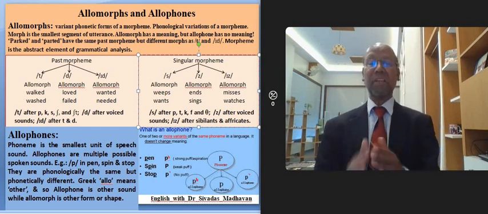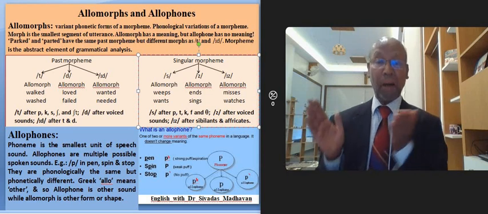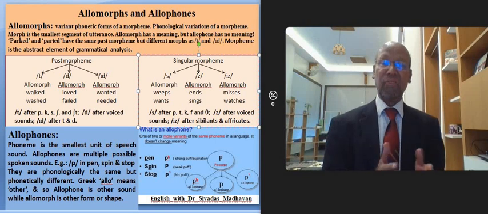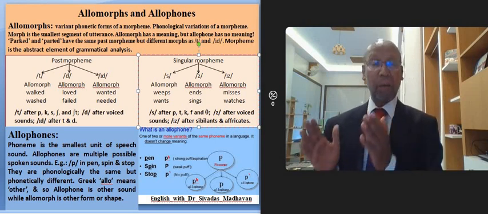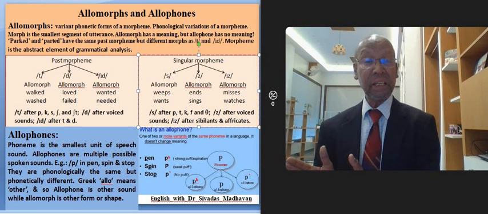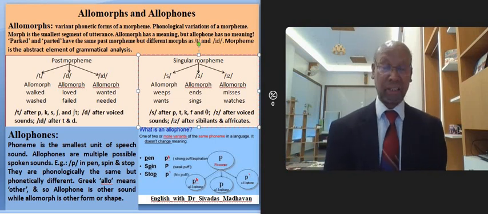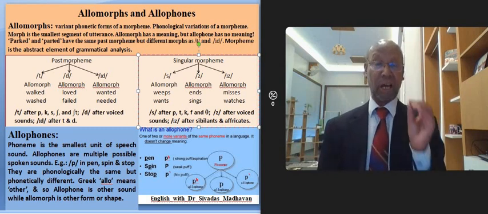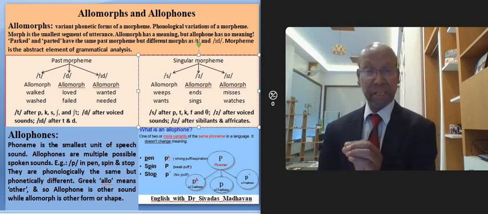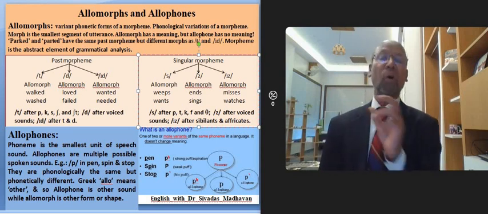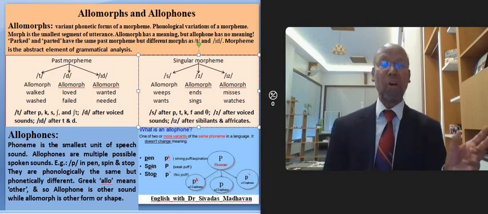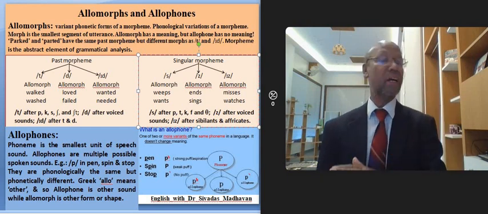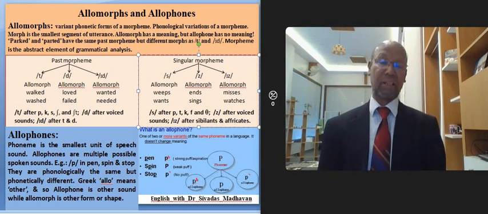And the major difference between allomorph and allophone: allomorph is a grammatical unit and allophone is a phonetic unit. Allomorph has a meaning, but allophones have no meaning. Phonemes have no meaning, but morphemes have meaning. Allomorph has meaning, that is past tense morpheme or singular morpheme or plural morpheme, etc. They have their own meanings. But in the case of allophones, allophone has no meaning.